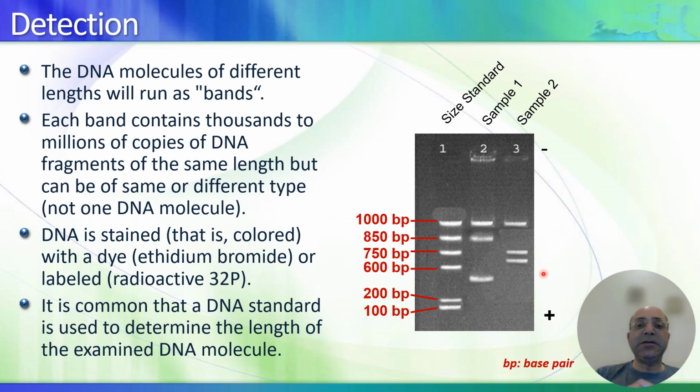Now, if the amount of DNA in a sample is very little and we cannot really see it when we stain it, we can label the DNA. We can use radioactive phosphorus, for example, and it gives us a much stronger signal. It can provide us with a more sensitive technique, a more sensitive approach to detect DNA.